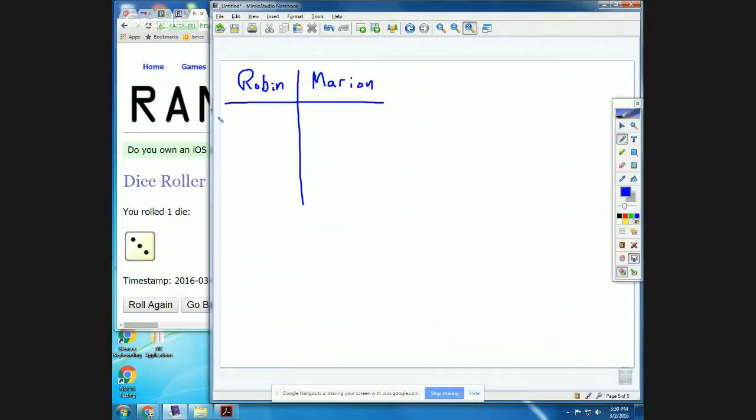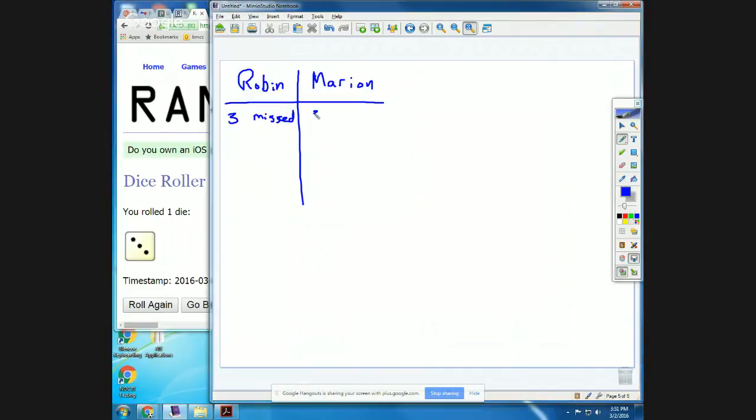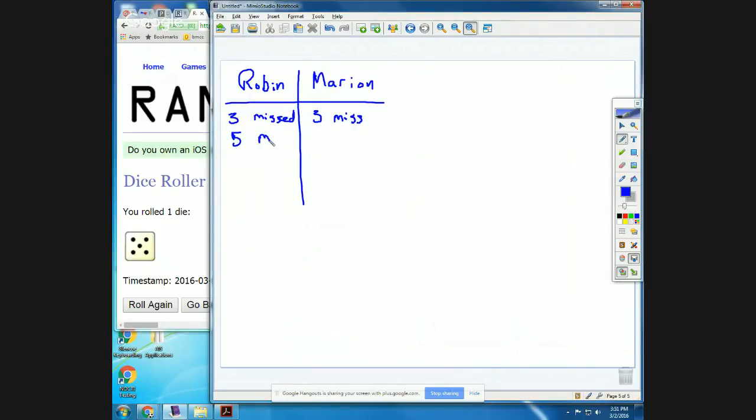So Robin rolled a 3, so that means he missed. And so now it's Marion's turn. Marion goes, and it looks like I got a 3 again, and the 3 for Marion means she misses also. And then Robin gets to go again. So I go back here, and I roll again, and I get a 5. And so 5 is a miss. So it's possible for this to go on for a while.